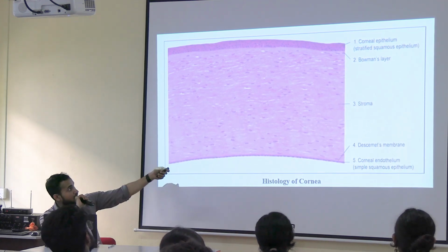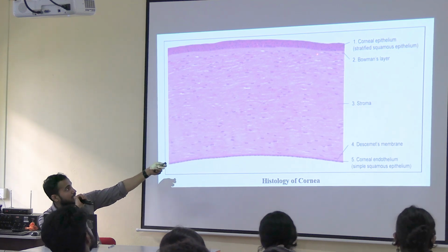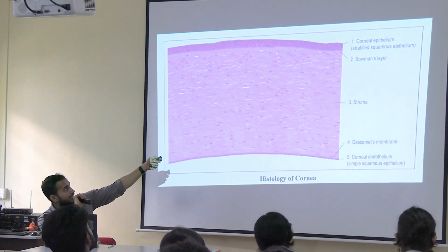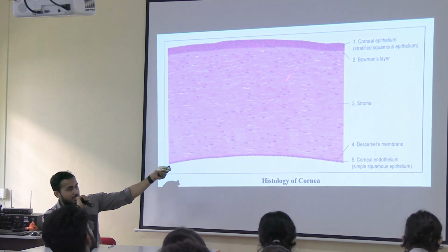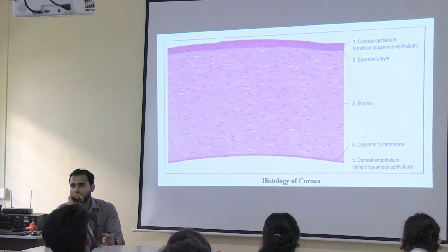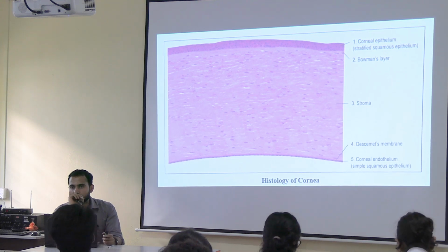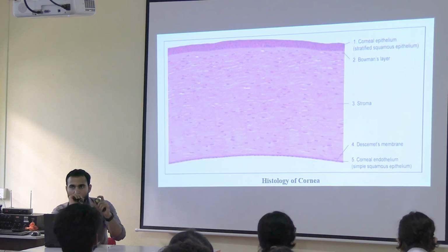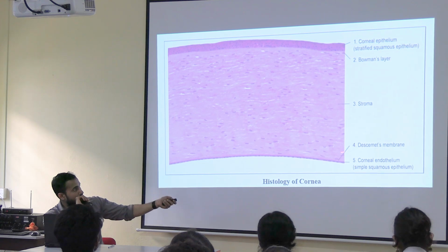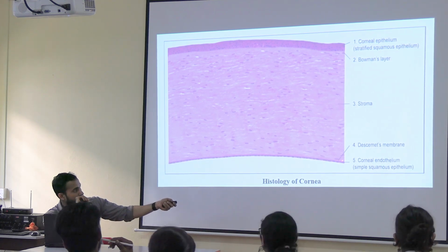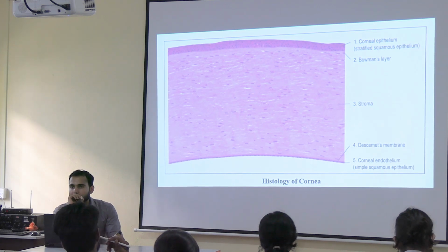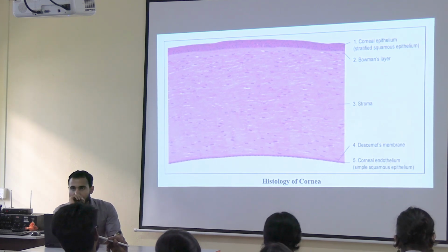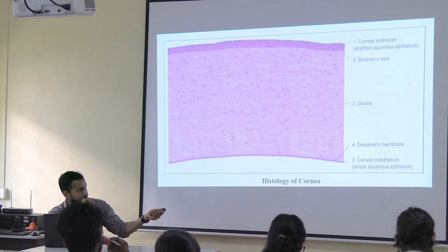Okay. Next, can you see the basement membrane over here? That is called the Bowman's layer or the Bowman's membrane. Below that, this entire part, about 90% of the thickness of the cornea, is made up of the corneal stroma, and here you can see the Descemet's membrane, this one, okay, which is an acellular layer where different types of proteins are present, and deep to that the endothelium is present.